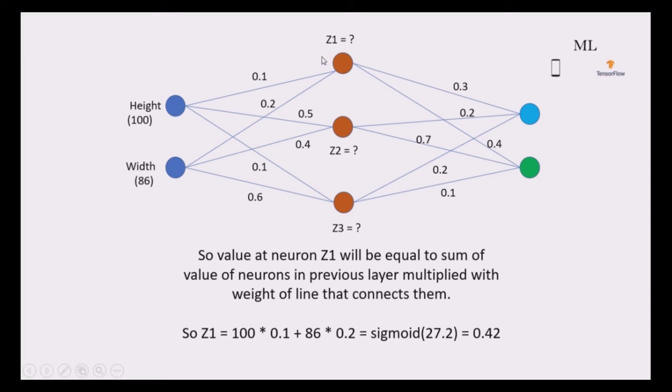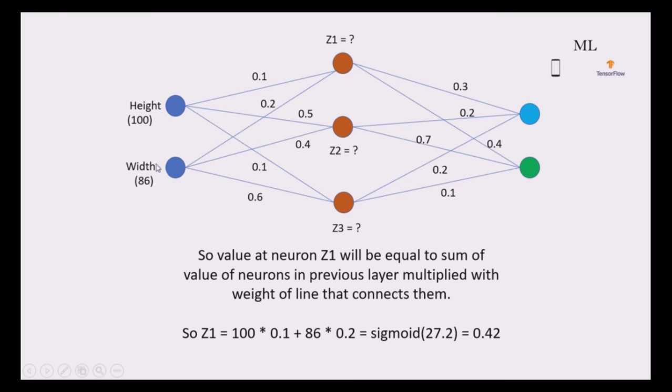So in order to find the value of Z1, we need to find the neurons in the previous layer that are connected to it, which are these two neurons. So how do we find the value of Z1? For that purpose, multiply the value of the neuron in the previous layer that is connected to it, which is 100, with the weight of the line that connects them, which is 0.1.